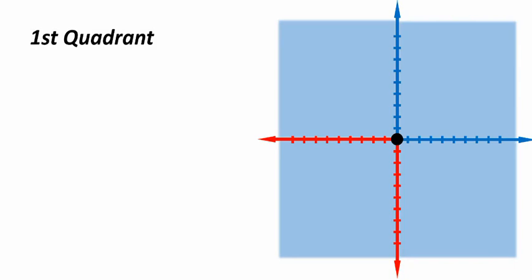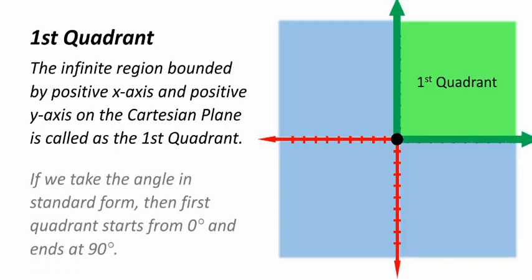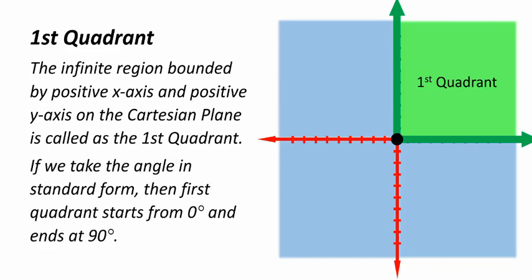First quadrant. The infinite region bounded by positive x-axis and positive y-axis on the Cartesian plane is called as the first quadrant. If we take the angle in standard form, then first quadrant starts from 0 degree and ends at 90 degrees.